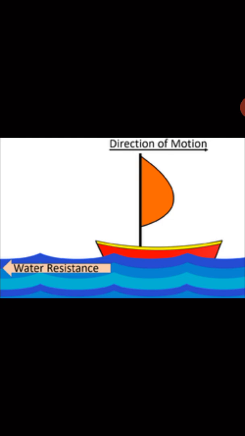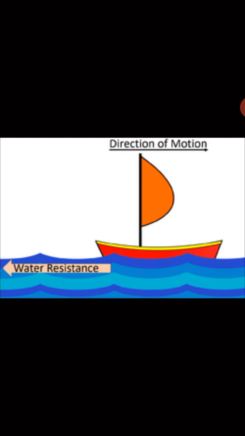Like you can see in this image, there is a board, and with the black arrow the direction of the board is given, and it is towards the right. So the board is moving towards the right. There will be a force which will act towards the left, and that is water resistance.